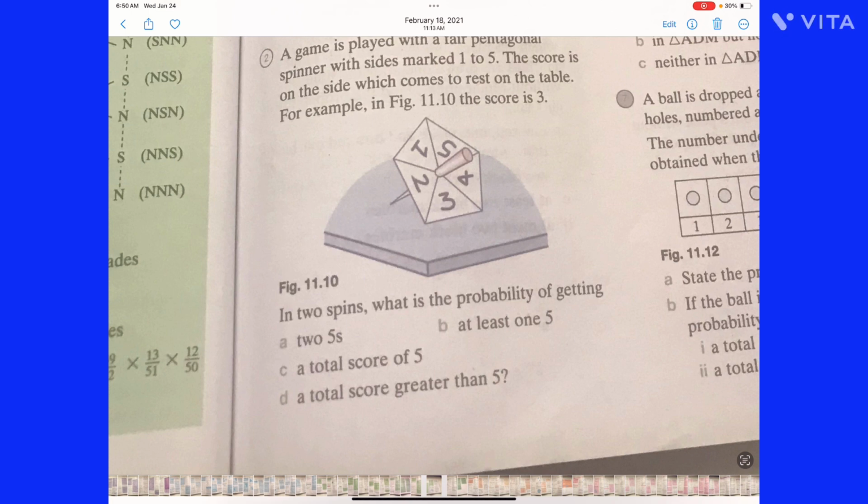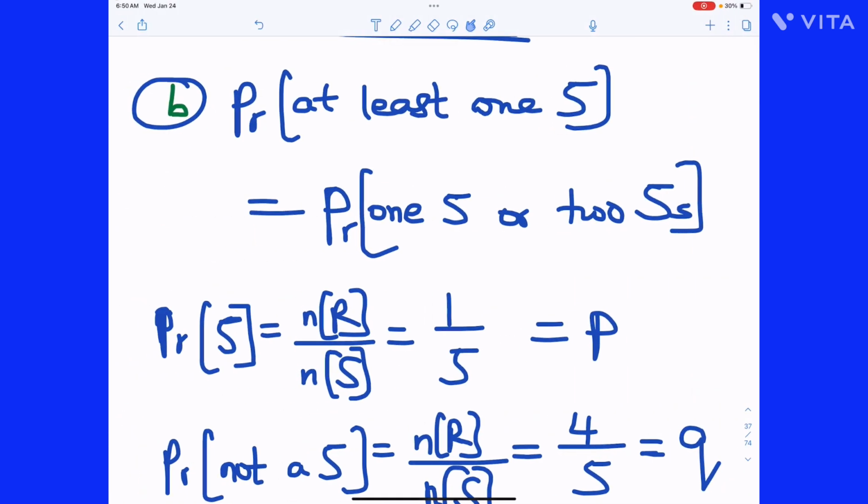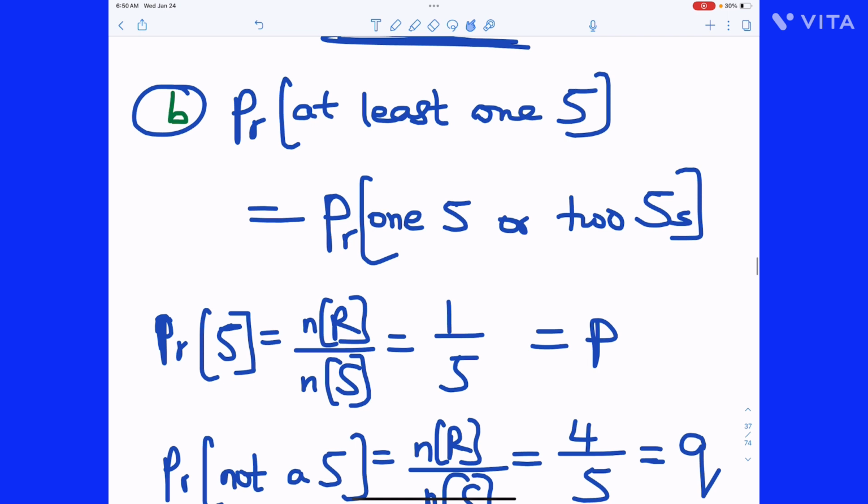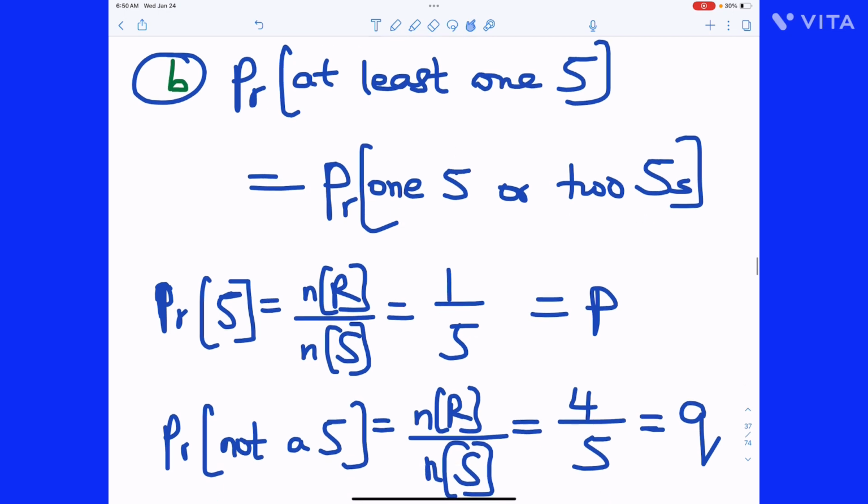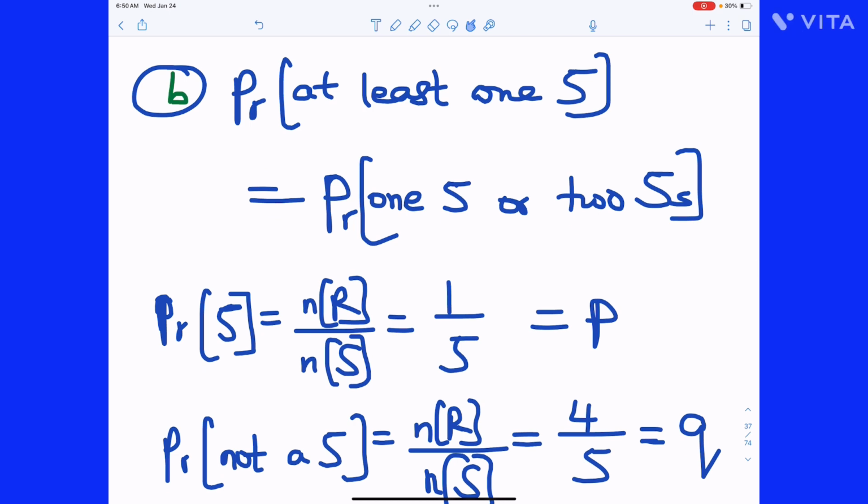Question B says find the probability of getting at least one 5. At least one 5 means probability of getting either one 5 or two 5s. Now, there are many ways of getting one 5. You can get a 5 in the first spin and another number in the second spin, or get another number in the first spin and 5 in the second spin.